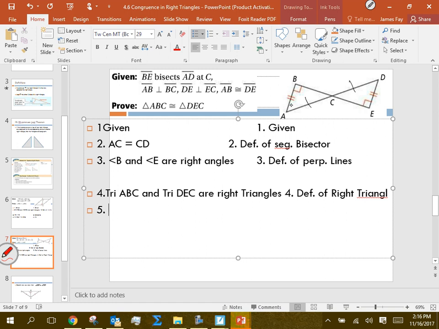What is AC for this triangle here on the left? Hypotenuse. What is CD for the triangle on the right? Hypotenuse. Are AB and DE respectively the other legs? Yes. So are those two triangles congruent? Yes. So triangle ABC is congruent to triangle DEC by hypotenuse leg, right?